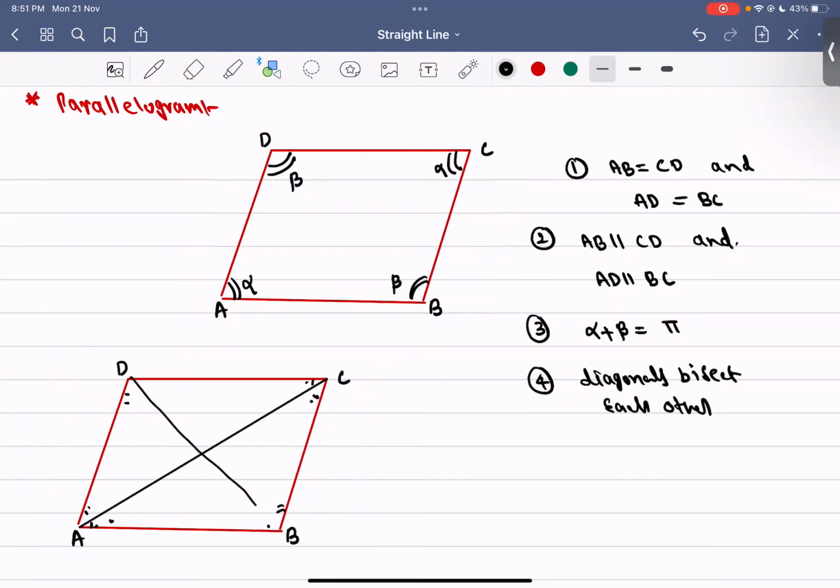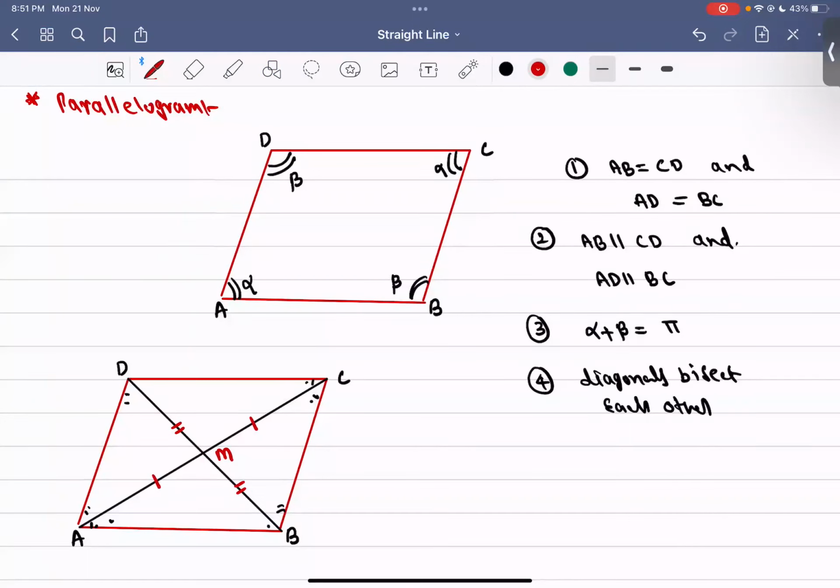So this is another diagonal. The diagonals bisect each other means, so this is M, this distance is equal to this distance and this distance is equal to this distance. In a parallelogram, diagonals bisect each other. In general, in a parallelogram, the lengths of the diagonals are not equal.